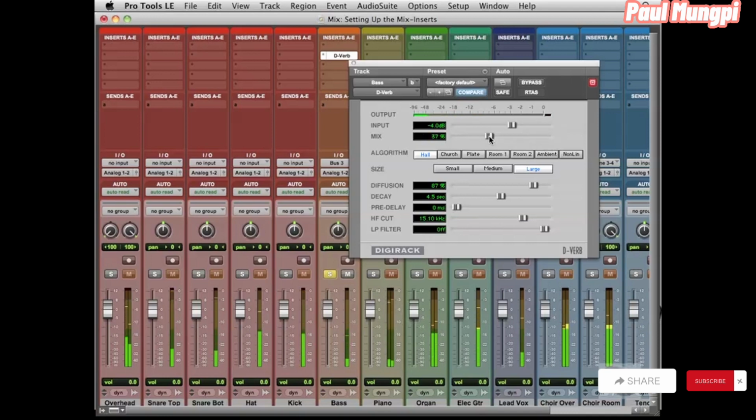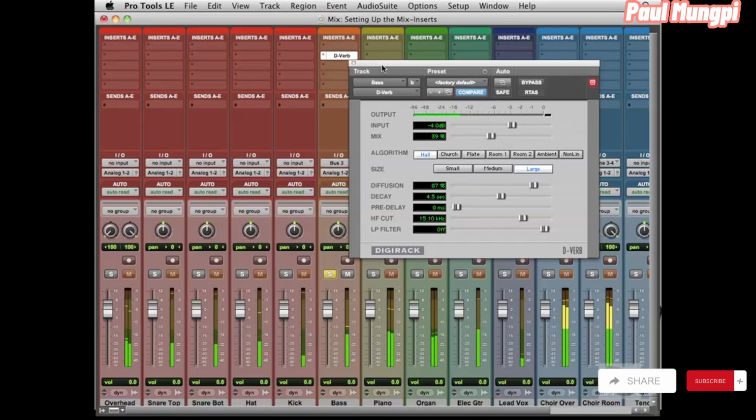And so what we would do here is adjust the balance between these two, and we'd essentially be using an insert to accomplish part of the same thing that we're doing with an auxiliary send. We're balancing the wet and dry signal. And in just a second we'll see some of the benefits of doing reverb like this as an auxiliary send and return instead of an insert.